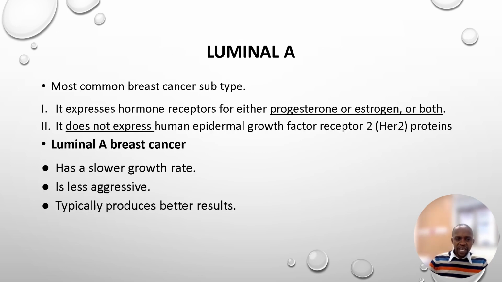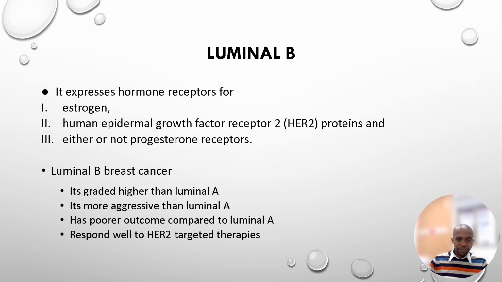We start with Luminal A. This is the most common subtype. It expresses hormonal receptor for estrogen and either progesterone or not, but it does not express human epidermal growth factor. Luminal A breast cancer has a slower growth rate, is less aggressive, and typically produces better results.